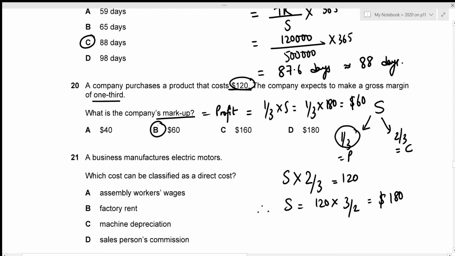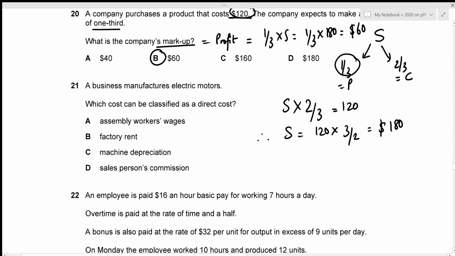Now we can move towards question number 21. A business manufactures electric motors. Which cost can be classified as a direct cost? So the very first one is assembly workers' wages. Wages are always related directly to the production of a good, which means that this is a direct cost. So our correct answer is option A.